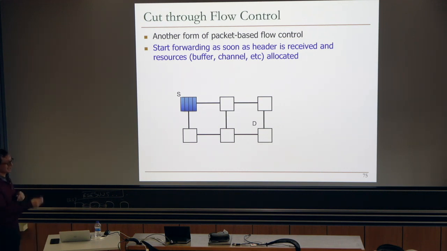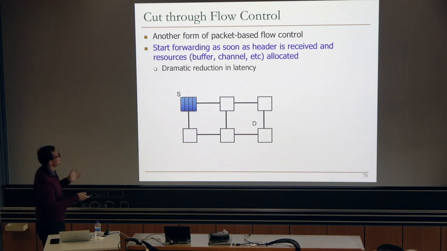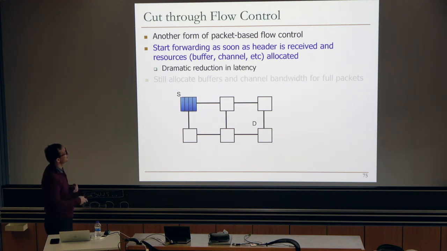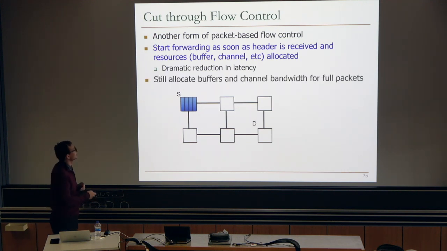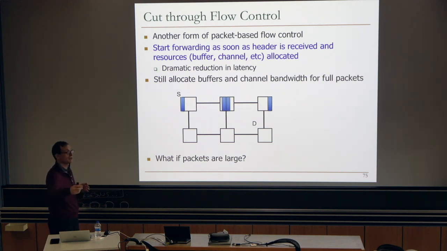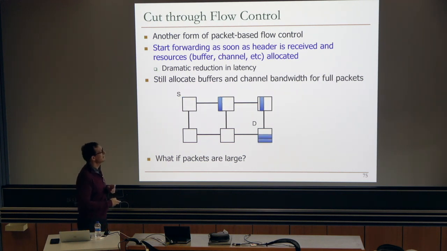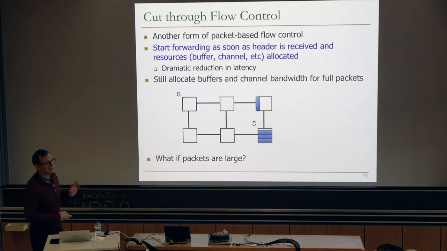You start forwarding pieces of the packet as soon as the header is received and the resources are allocated. So this leads to a huge reduction in latency, and you can still allocate buffers and channel bandwidth for full packets. Look, you have this buffer over here. You can start forwarding the packet from the next router into the next router. So now packets are distributed across routers. But you need to manage the buffer allocation very carefully.